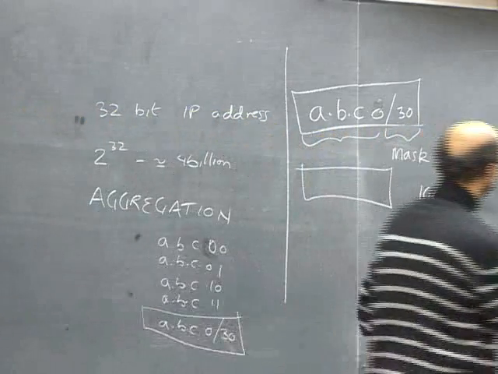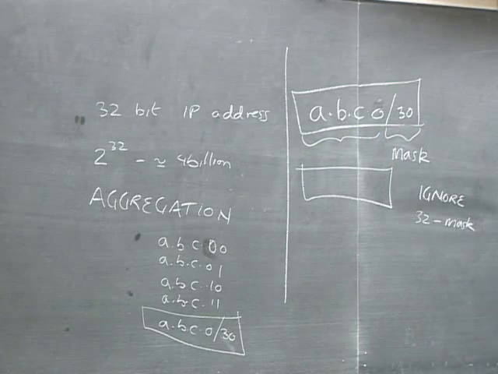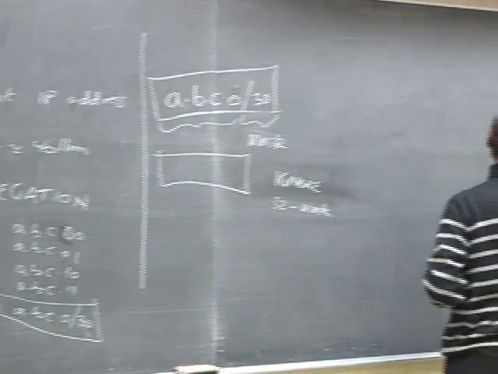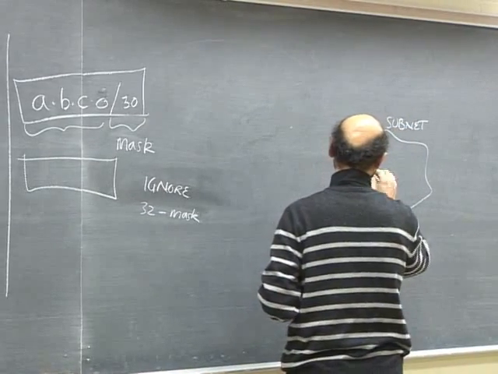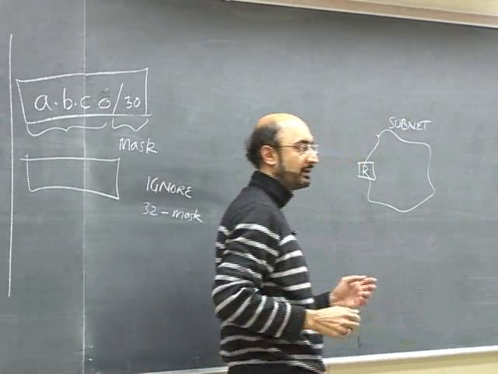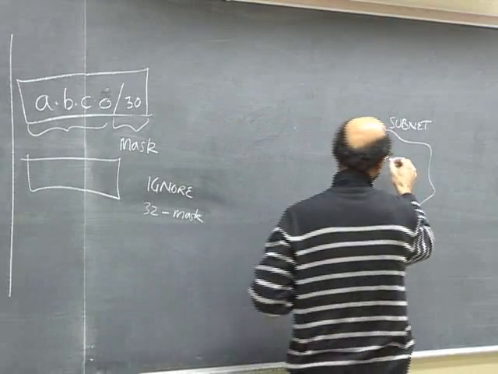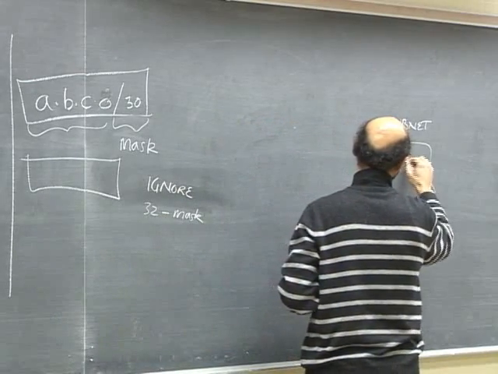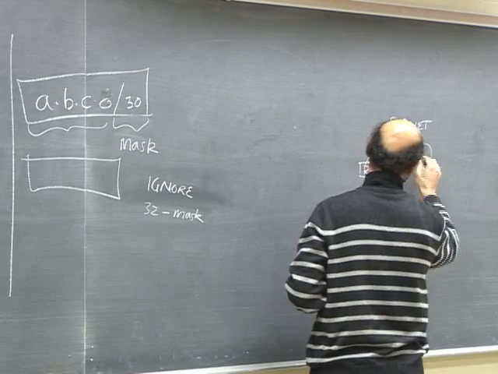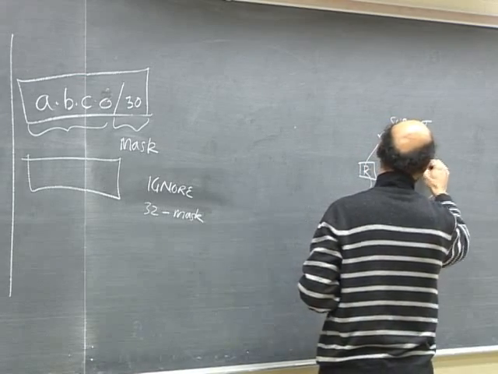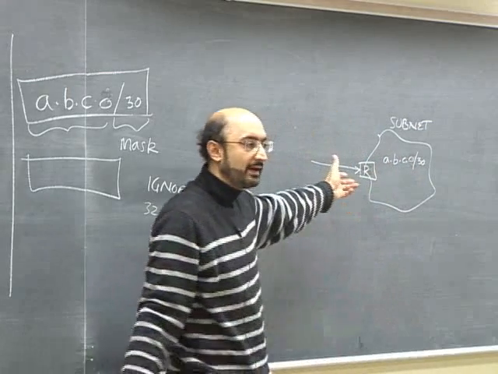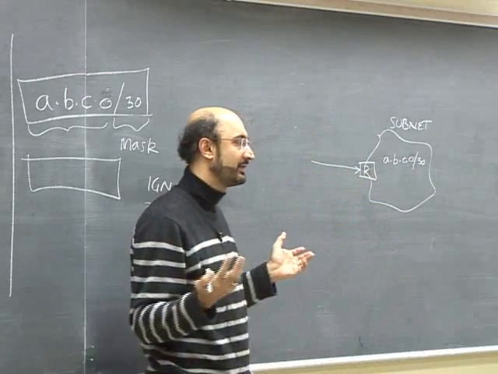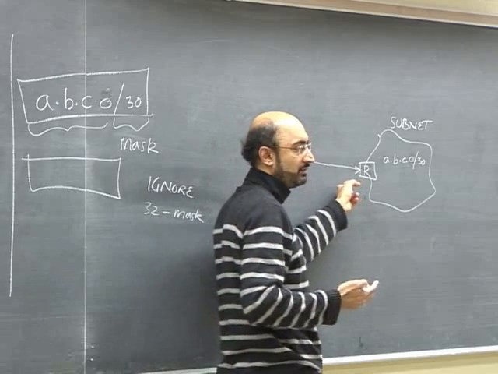Why is that? Because we have some kind of what we call a subnet, and there is some way to get to it with this router R. Now, if all the addresses over here are of the form A.B.C.0, whatever, /30, then from the outside, they can ignore the last 2 bits. It just doesn't really matter what they are. They have to get to here anyhow.